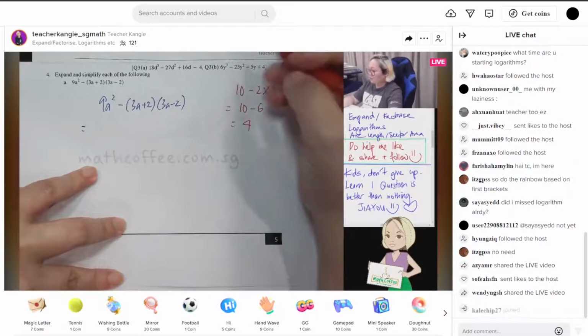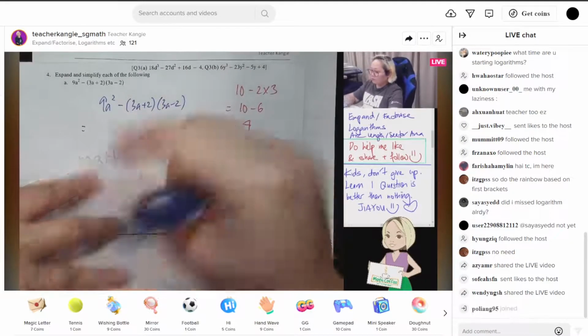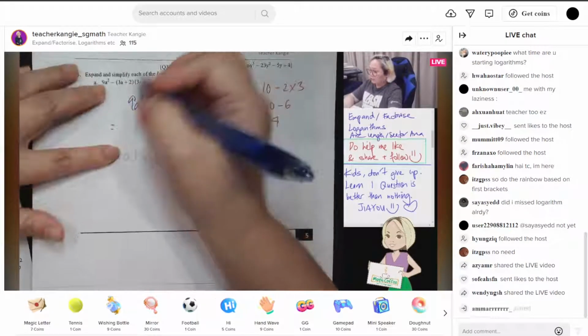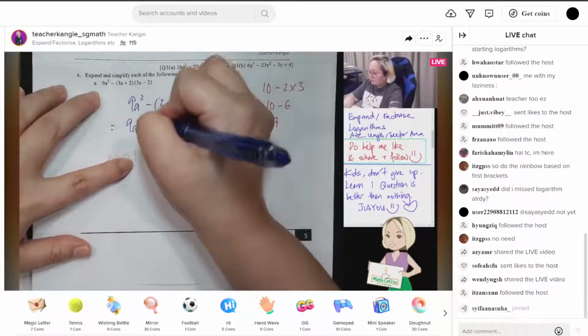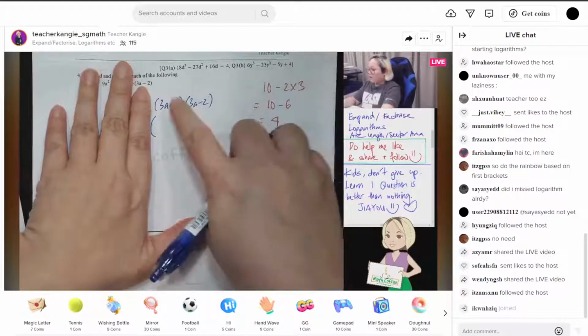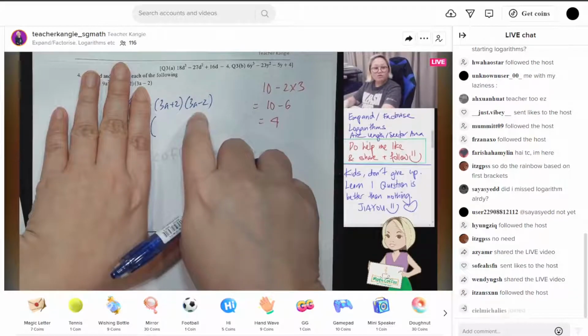Right? So it's the same thing. I'm going to do multiplication first. When you do multiplication, you need to make sure you put bracket. So this one, you will have the 9a squared, just leave it there first. Minus, I'm going to put bracket here. So now over here, let's focus to do the rainbow for 3a plus 2 and 3a minus 2.